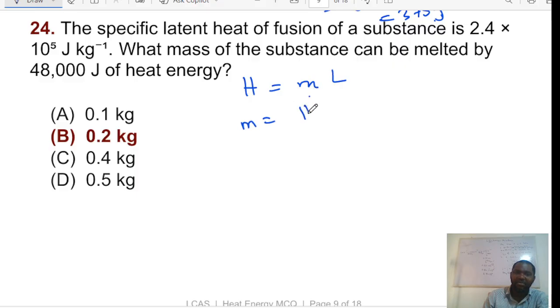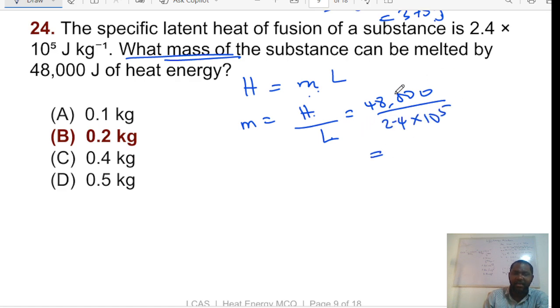That means mass is going to be heat over L, right? Because that's what we are looking for. It says what mass? Okay, so heat over L. So the heat here, H, is 48,000 based on the question. Then the L, the latent heat, is 2.4 times 10 raised to power 5. Okay, if I know my maths well, this should be 2 times 10 to the power minus 1. That's 0.2 kilograms. So the answer is B to this question. I hope that makes sense.